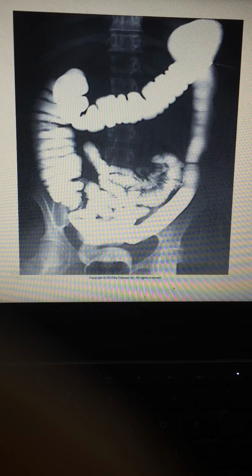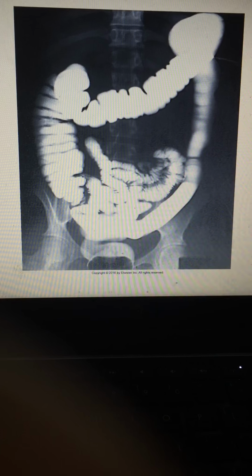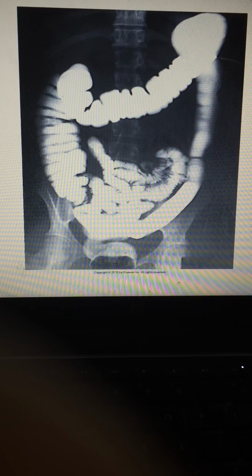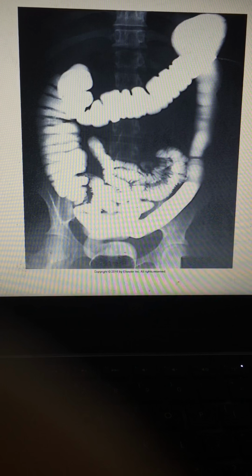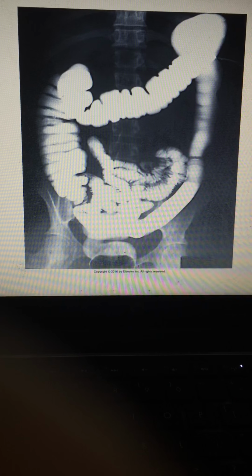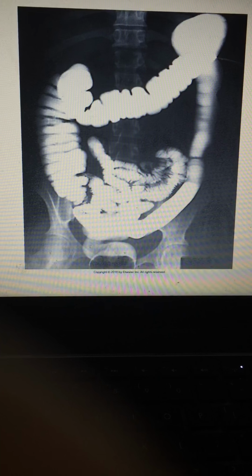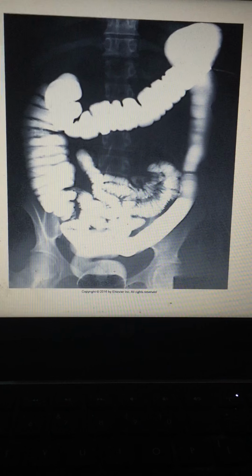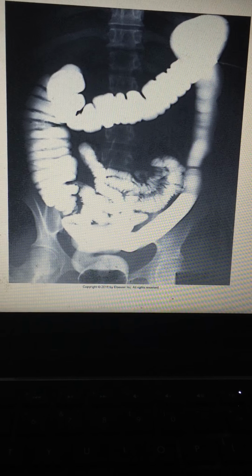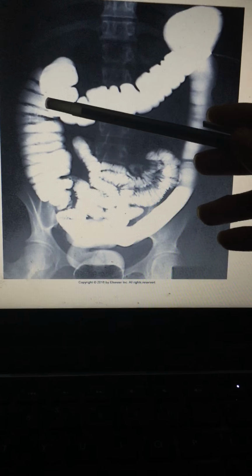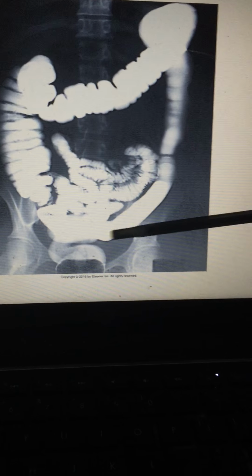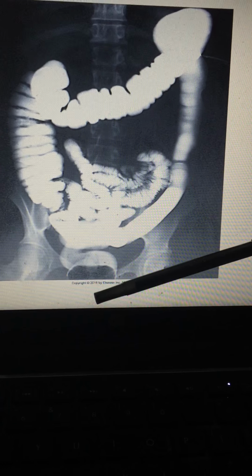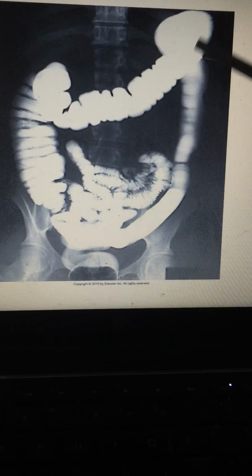Here we have an AP or PA projection of the colon, which demonstrates the entire colon filled with contrast, either single with just barium or double with barium and air. And here we see the entire colon, which includes the ascending colon, transverse colon, descending colon, sigmoid, and rectum, as well as the right colic flexure and left colic flexure.